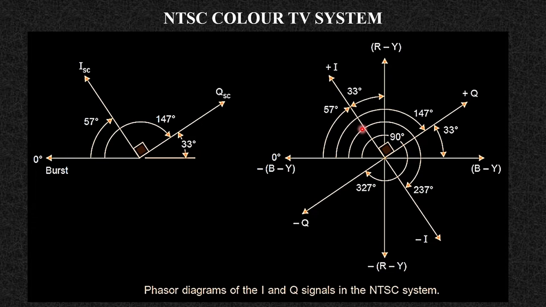Now, regarding the sensitivity of our eye for each and every color, our eyes are more sensitive to the axis 33 degrees away from B minus Y, which we are denoting as the Q component, and it is more sensitive to the I component, which is plus 90 degrees from this Q component. So if our eyes are more sensitive to the I and Q components of the subcarrier, why should we waste our bandwidth in transmitting so much? Each and every color can be presented in terms of I and Q signals. So in the NTSC system, we are transmitting the I component and Q component along with the luminance signal.